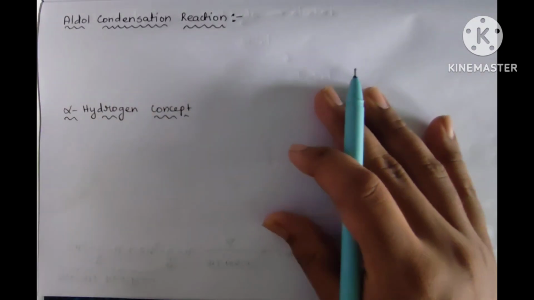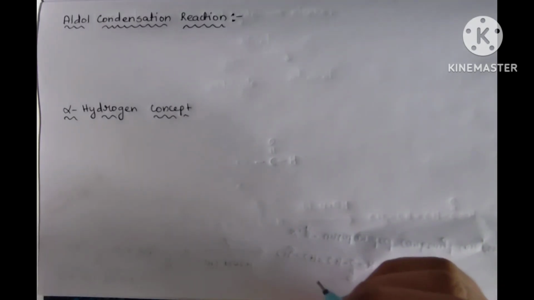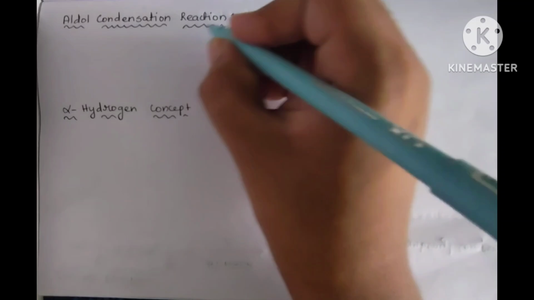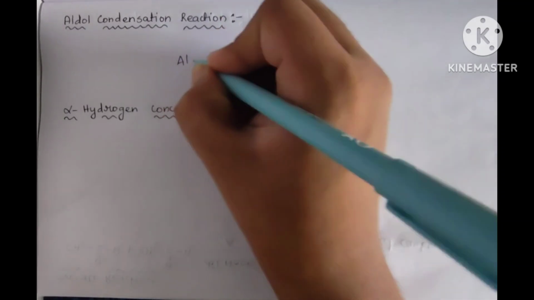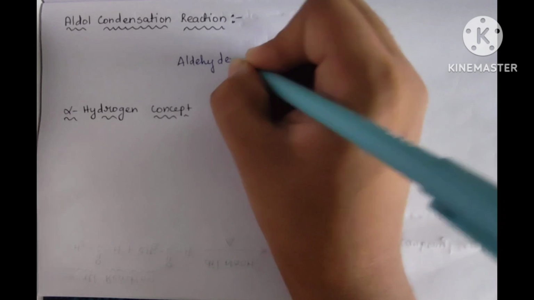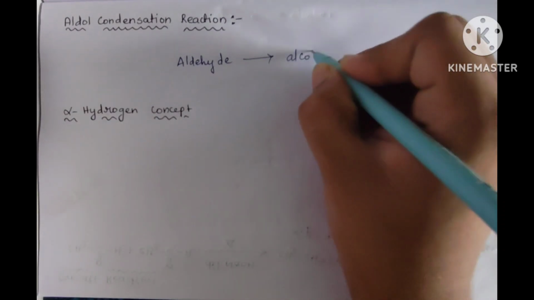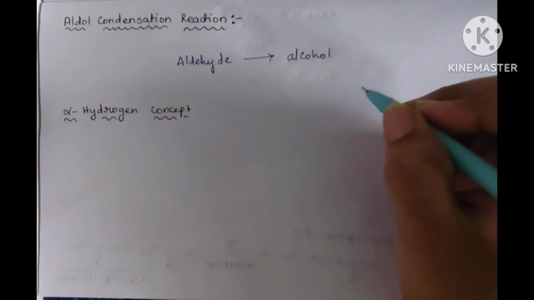What does the aldol condensation reaction mean? It comes under the aldehydes, ketones and carboxylic acids chapter. To convert any aldehyde to an alcohol, we are going to use the aldol condensation reaction.